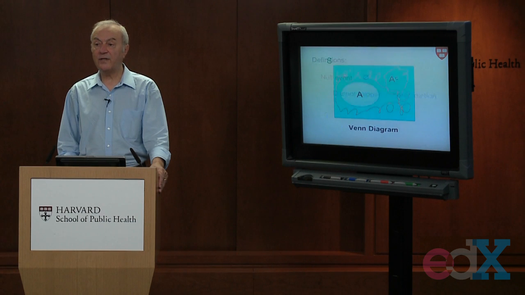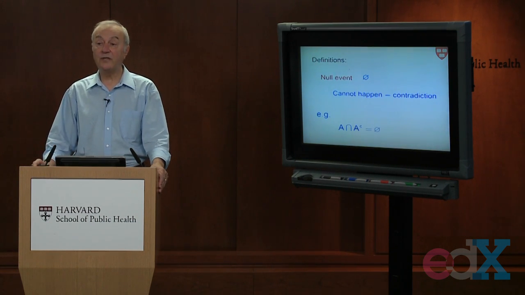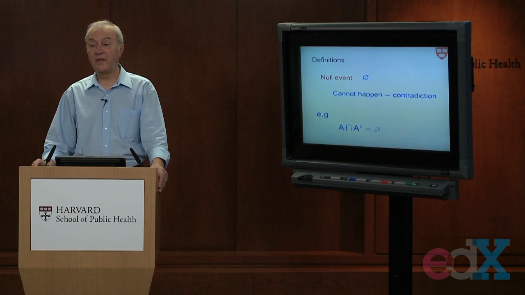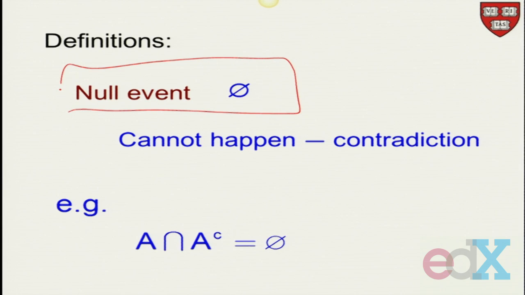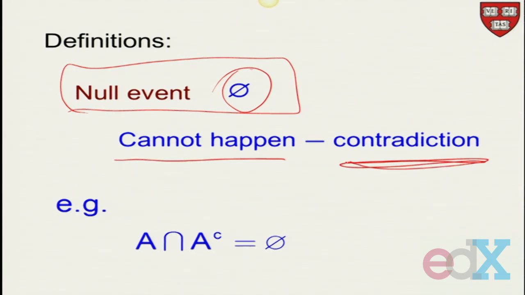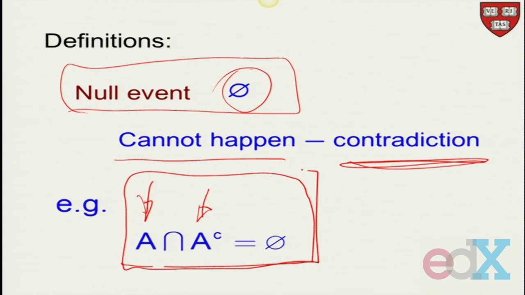It's amazing how much we can do just with those three operations. For example, we can define the null event, usually denoted by a 0 with a line through it. It's the event that cannot happen. It's a contradiction. So for example, can A happen at the same time as not A happening? And the answer is no. Those can't happen together. So A intersect A complement is the null event. It just cannot happen. You can't have it both ways.